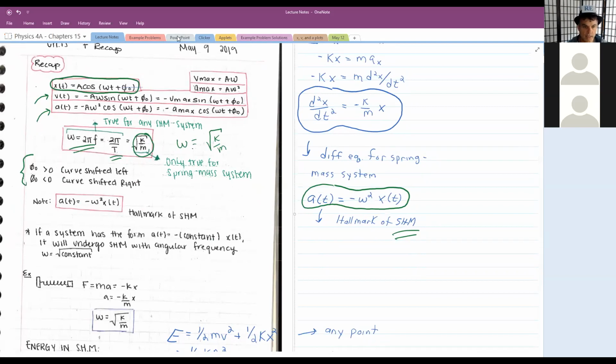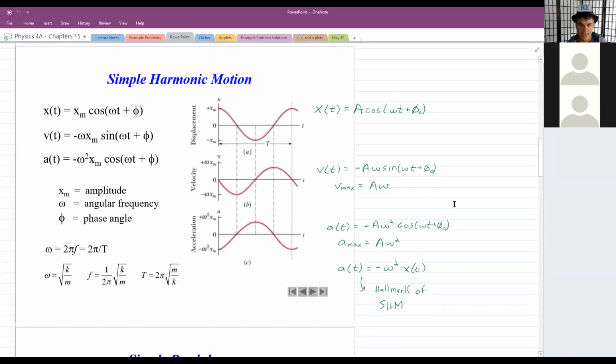So looking at this in a little more detail, one of the things you should know is how position, velocity, and acceleration are related. These equations, I took from a different book. That book was just using xm for the amplitude, and instead of phi naught, they were just using phi. Same thing. So my position versus time and all of these plots assume a phase angle of 0.